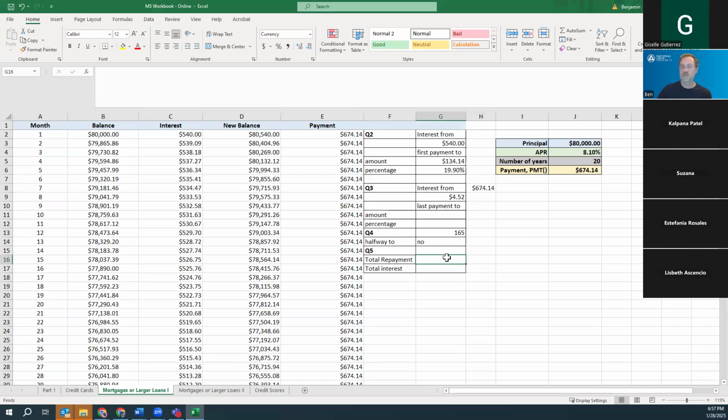So how much did I pay total? A lot of times students get overwhelmed by this question, like, oh gosh, I don't know, a lot of money. But think about a simpler, similar question, right? If I pay $10 a month for 6 months, how much did I pay?